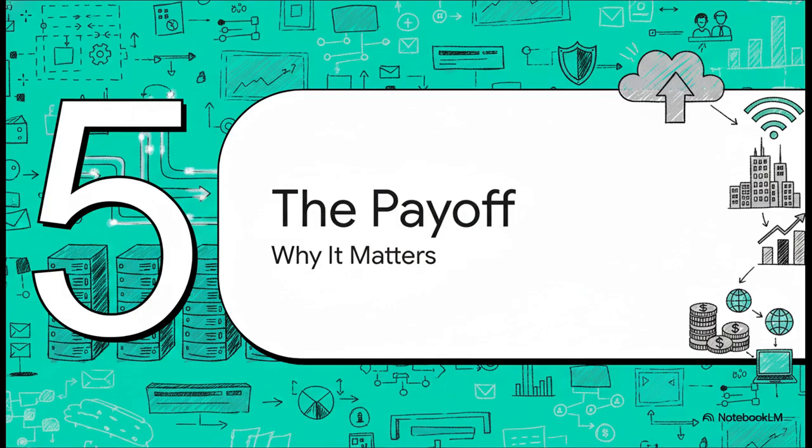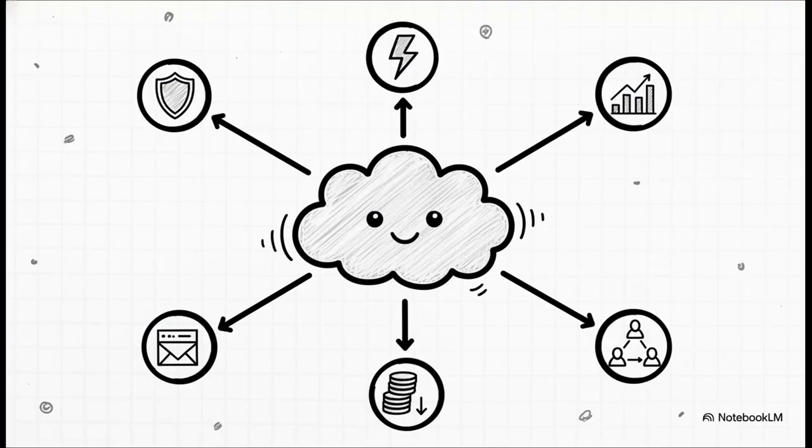Okay, so we've talked about the blueprint, the components, the secret tech, but let's get to the bottom line. Why go through all this trouble? Let's connect all this technical stuff back to the real-world benefits this architecture actually gives us. And the payoff for designing things this way is, well, it's massive. It has completely changed how businesses operate.